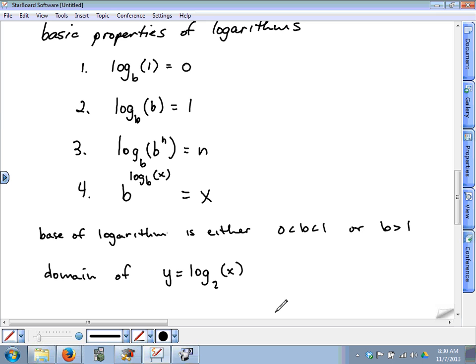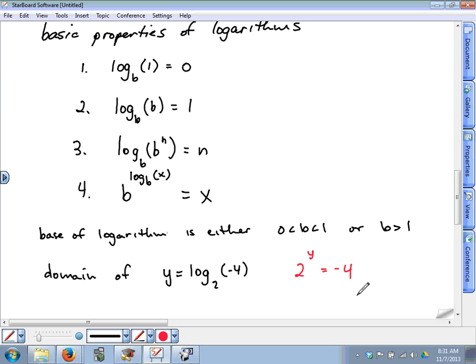Now, could we place anything we wanted in place of x? Let's assume for the moment that we can. Okay? And let's say, well, if x can be anything, then certainly x can be negative 4, right? If x can be anything, then why can't x be negative 4? Well, the problem with this, you guys need to watch very carefully and listen very carefully. If you do allow x to equal negative 4, if you were to rewrite this in exponential form, it would look like this. 2 to the power of y equals negative 4.